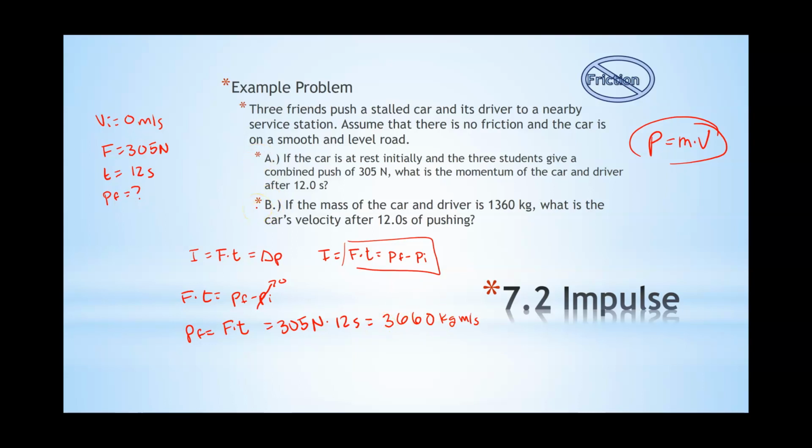So part B asks if the mass of the car and driver is 1,360 kilograms, we want to know the final velocity. Well, we're going to go back to this equation. We know that momentum is equal to mass times velocity, so my final momentum is equal to my mass times my final velocity. So as a result, my final velocity is going to equal my momentum divided by my mass. We have our momentum, we have our mass.